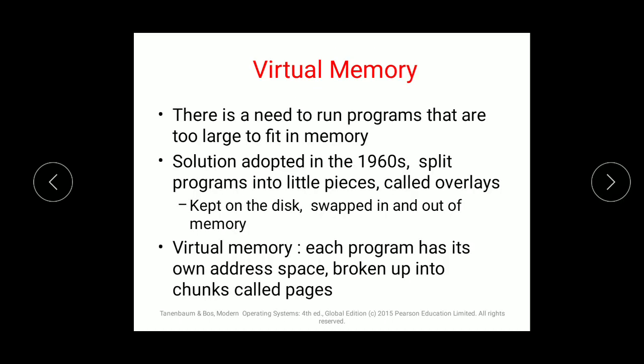Next is virtual memory. There is no need to be limited to programs that are small enough to fit in the memory. One solution for all these memory allocation problems is virtual memory. Virtual means not real actually. There are programs which do not fit in the memory but require execution. The solution adopted in the 1960s was to split programs into small pieces called overlays, kept on the disk, and swapped in and out of the memory. So one solution was swapping: swap in the process, cut it into small pieces, run each piece, and then bundle it again.